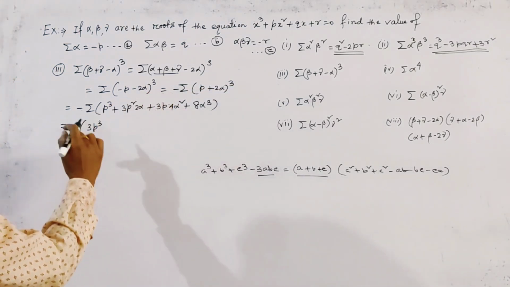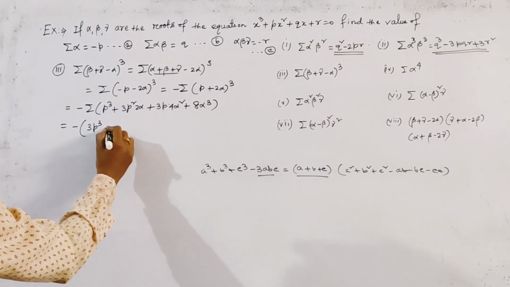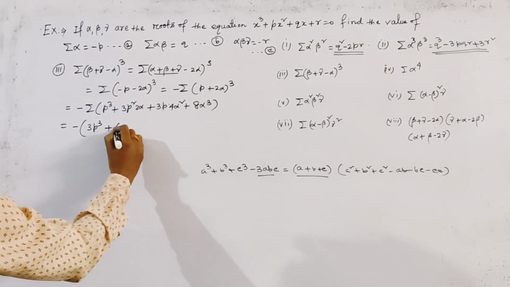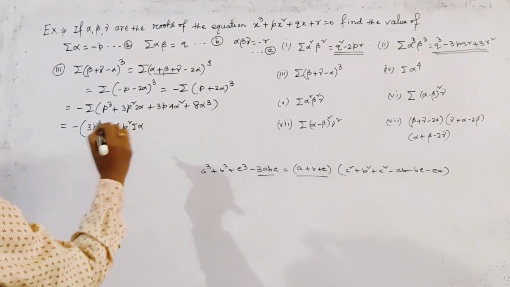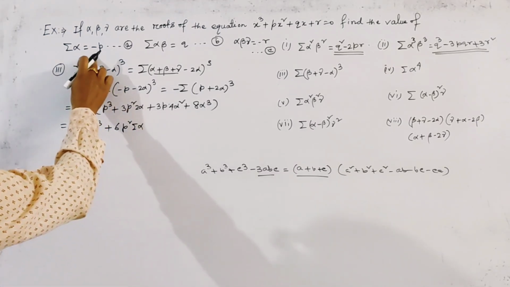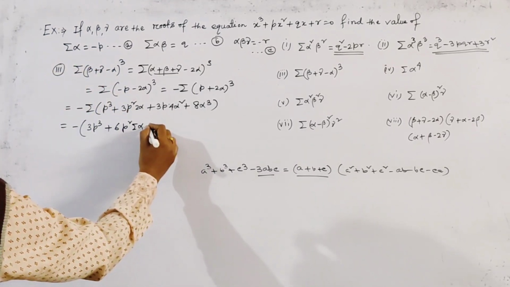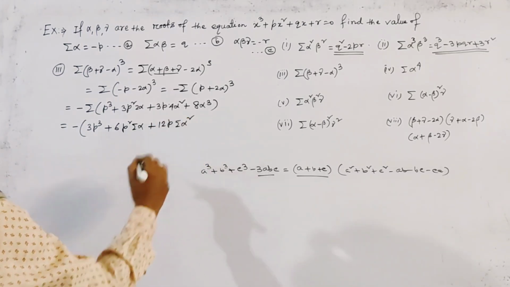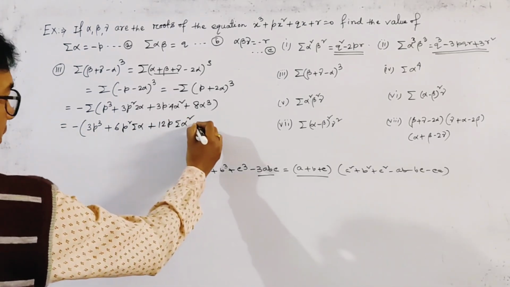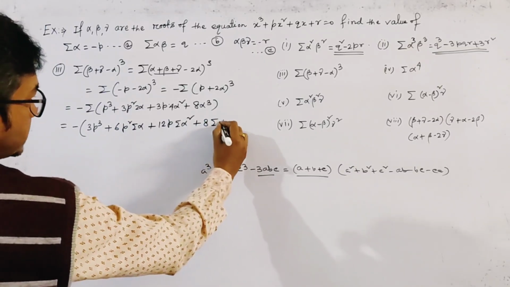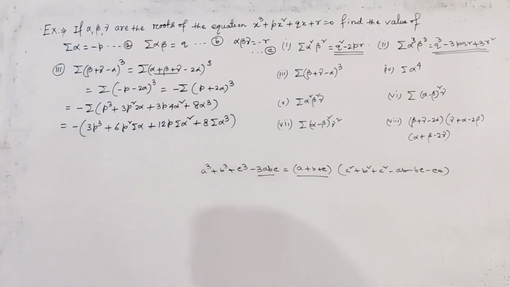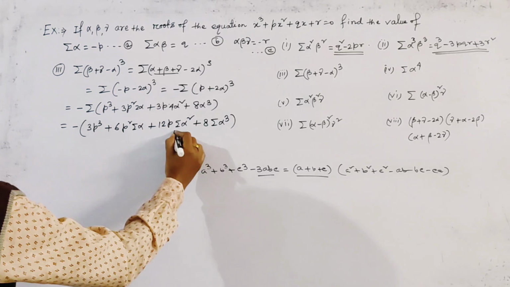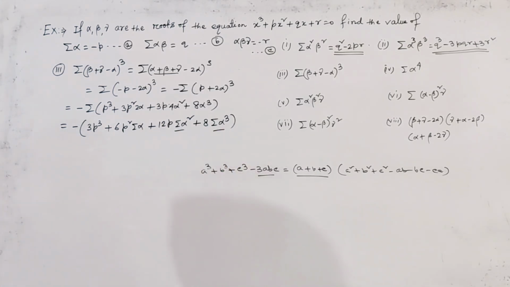So we get 3pq, and from here this is given by 6p square into summation alpha. We put the value of summation alpha from here. Also we get 12p into summation alpha square, and the last one is 8 into summation alpha cube. Now we first find the value of summation alpha square and summation alpha cube. Then putting the values, we get the complete result, right?